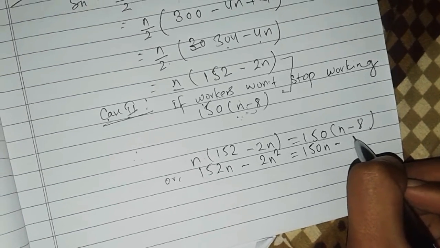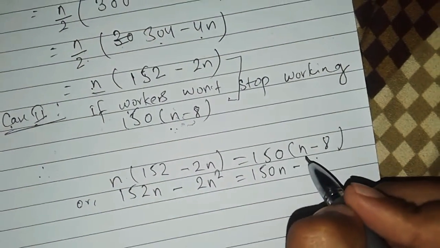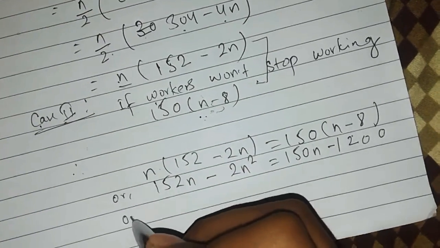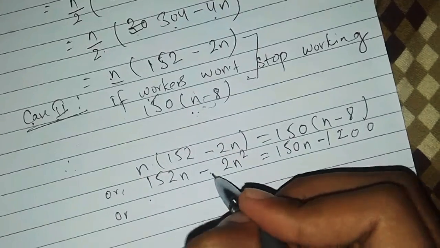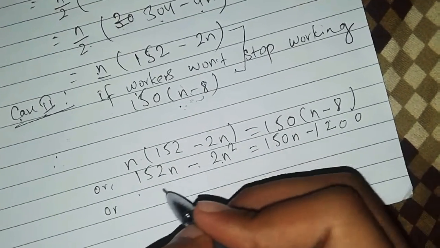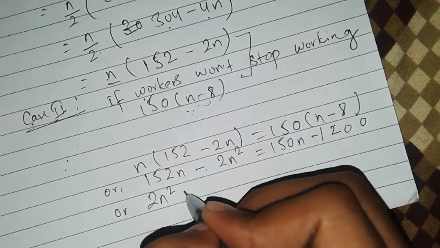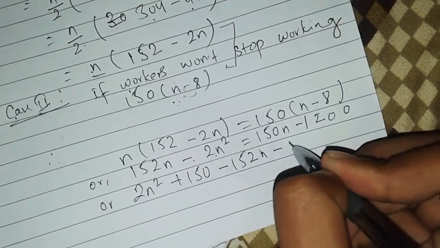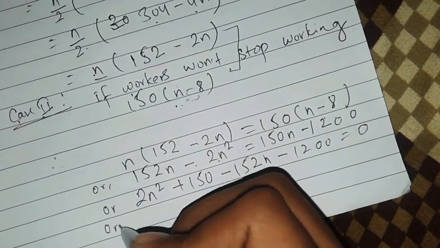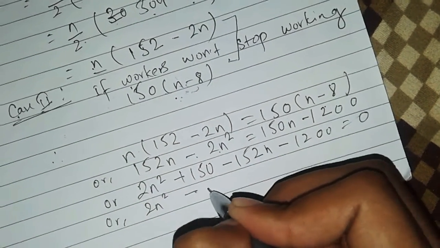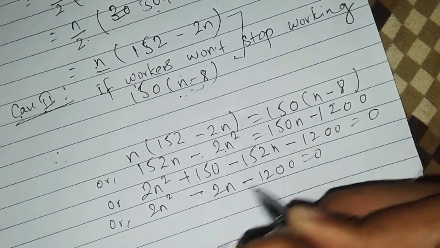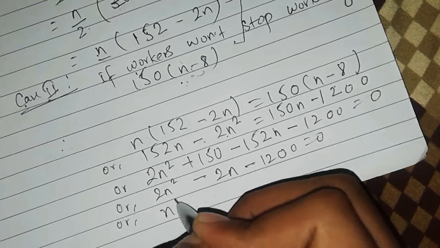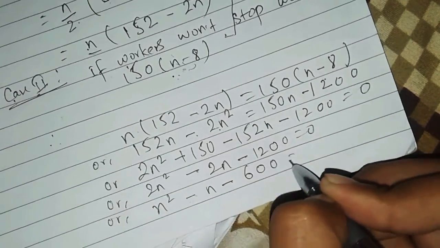It will be something like 1200. Now let us solve this then. Let me take it to the right hand side, because if we have this square form in positive, then it will be easy for us to solve. We have got 2n square plus 150n minus 152n minus 1200 equals 0. So 2n square minus 2n minus 1200 equals 0. Let us divide all the numbers by 2, dividing both sides by 2. n square minus n minus 600 is equal to 0.